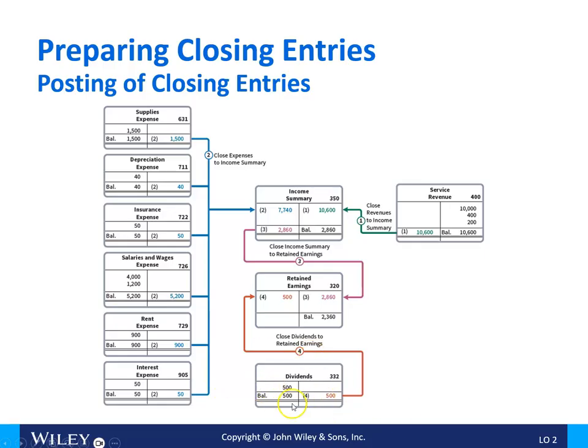And then we close dividends by debiting retained earnings, crediting dividends. Dividends now has a zero balance. Our retained earnings now has a balance of $2,360. And if you remember from a few slides ago when we did the statement of retained earnings, our ending balance in our statement of retained earnings was that $2,360. We've just now taken that income statement, closed those accounts, the dividends, closed those accounts, and created that balance truly in our retained earnings account.